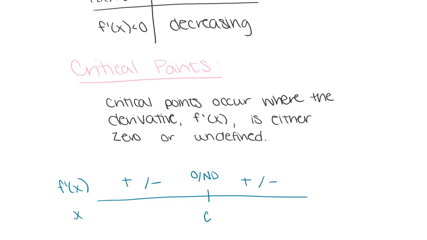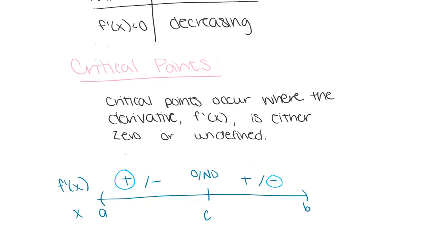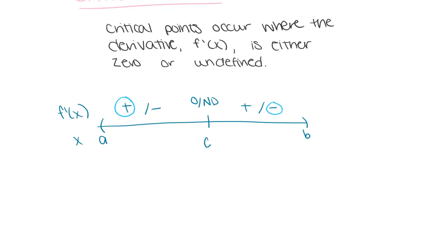The other thing to note about sign charts is whenever you're given an interval, it's a really good idea to include that interval on your sign chart. It just makes it a lot easier when you're actually trying to give your answer if it's already written out for you. So say that our interval is from A to B, and say we are increasing here and we're decreasing here. Doesn't really matter what's going on at the critical point at the moment.